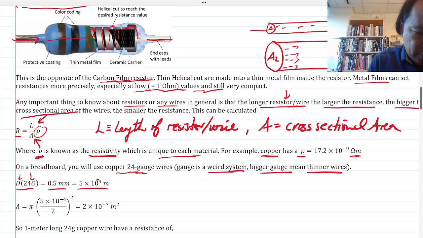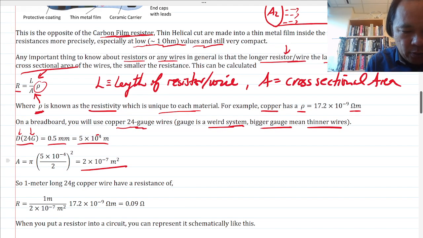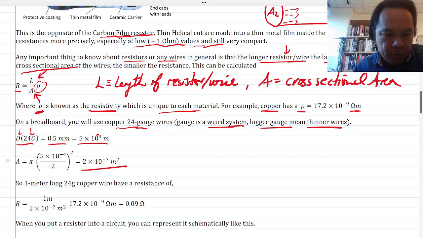So you plug that into calculating the area, pi r squared. This is the diameter, so you have to divide that by 2 to get the radius, square that, and multiply by pi. You get a cross-sectional area of about 2 times 10 to the negative 7 meters squared. So a very, very small cross-section.